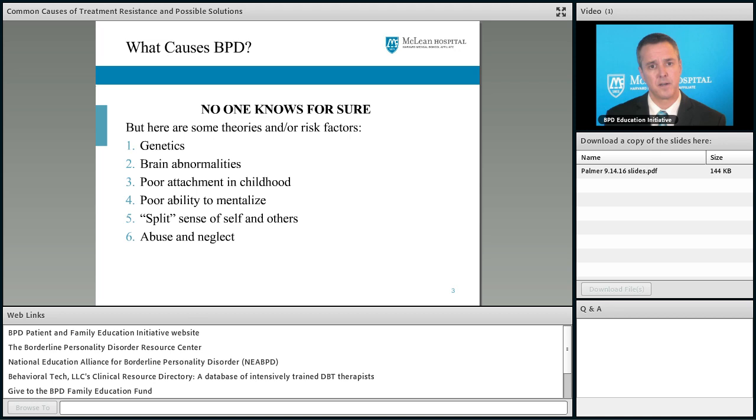So the first two kind of go together. We know that there's a genetic link for borderline personality disorder. People who have a first-degree relative with BPD are more likely to also have the illness. But just more likely, it's by no means strictly genetic. And then there are these brain abnormalities that have been found in borderline personality disorder. There are differences in the structures of the brain that regulate emotion, for instance. And there are also differences in some neurotransmitter levels. So those are brain abnormalities.